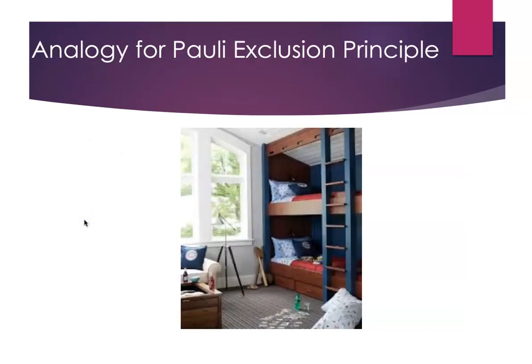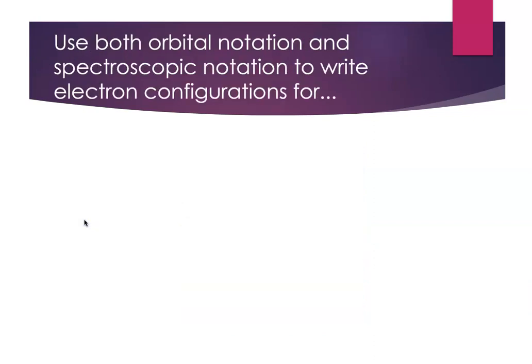An analogy for this would be if you've got 2 siblings sharing a room. Someone's got the top bunk, someone's got the bottom bunk. Okay, so we can go on and write an electron configuration for helium, and we're going to do orbital notation and spectroscopic notation because we can.